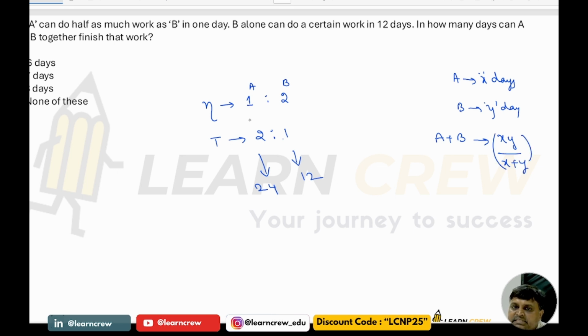So here A is taking 24 days, B is taking 12 days individually, thereby 24 into 12 by 24 plus 12. So how much you are going to get here? It is nothing but 8. 12 3s are 36, 3 8s are 24. So answer is 8 days. Is it clear? Answer is 8 days.